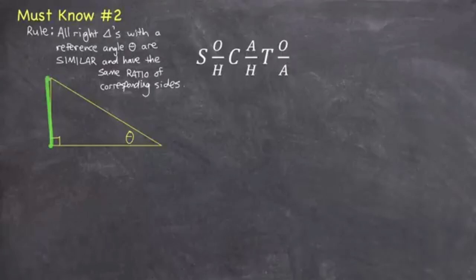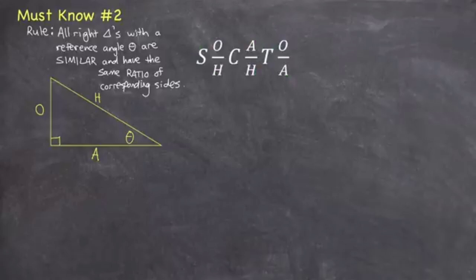In any right triangle, there are 3 sides. Let's name them. The longest side of a right triangle is always called the hypotenuse. I'll label that H. The side across from our reference angle theta, we'll call that the opposite side. I'll call it O. And the side touching our reference angle theta, we'll call that the adjacent side because it's right beside our reference angle. I'll label that A. Because there are 3 sides, there are 3 different pairs we could make of these 3 sides. That's why you see 3 ratios in SOHCAHTOA.